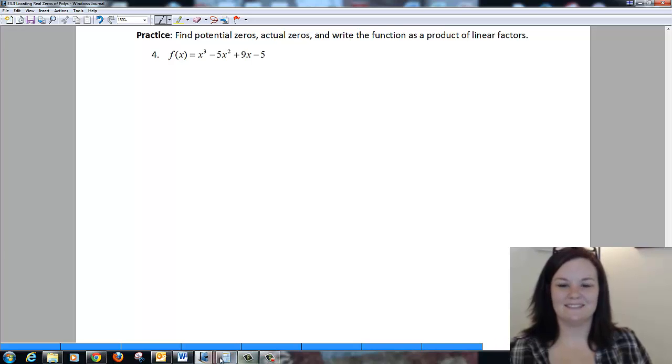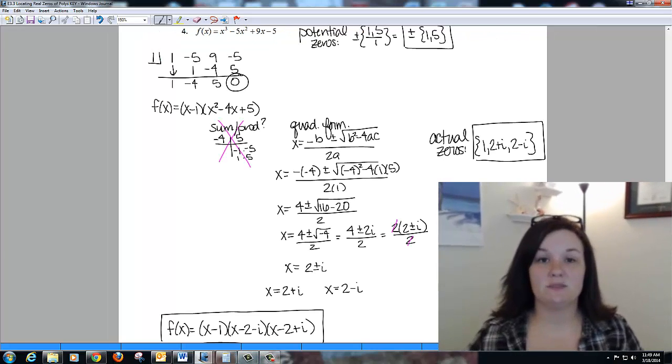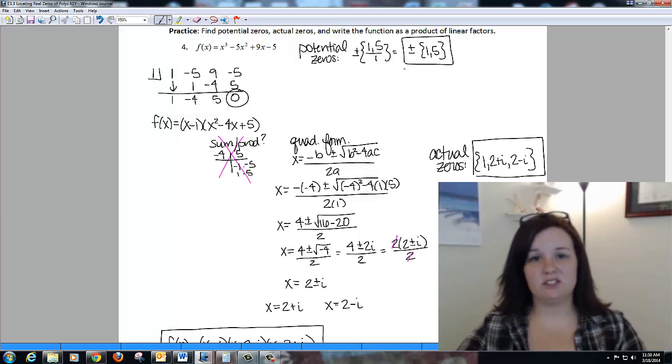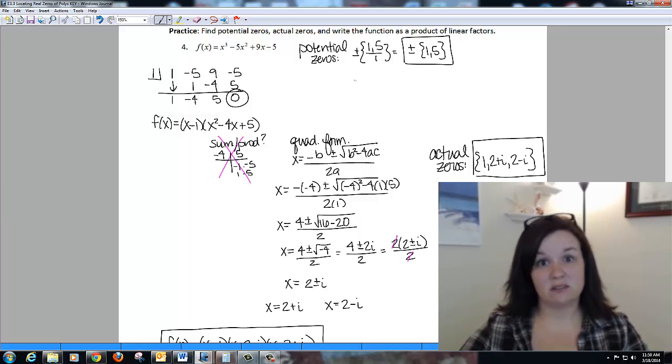Okay, so there's one on the next page for y'all to try, and we'll go over it in just a second. All right, so on this last practice problem, the first thing I do is find my potential zeros. So factors of the constant, which is negative 5, over factors of the leading coefficient, which is 1, which means the only potential zeros I got are plus or minus 1 and 5. So when I plug 1 in, that works.